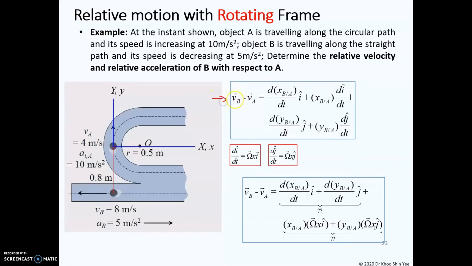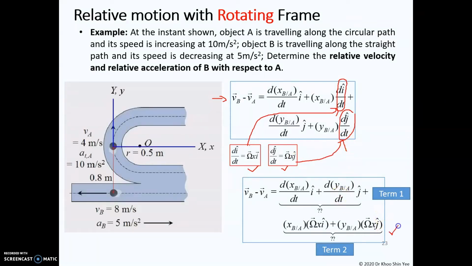So far we have determined the relative velocity Vb minus Va to be these four components, and we have succeeded in obtaining di over dt and dj over dt to be these two vectors. By substituting di over dt inside this formula, as well as dj over dt, then you should get this answer, and we are going to discuss the meaning of this first term and the second term here.